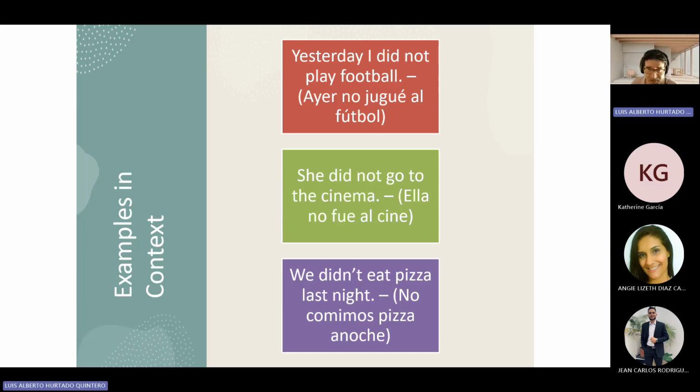No jugaste. Acá me quedó una traducción con error, que es jugaste fútbol ayer. Ese no iría ahí. Did she not go to the cinema? No fue ella al cine. And didn't we eat pizza last night? No comimos pizza anoche.